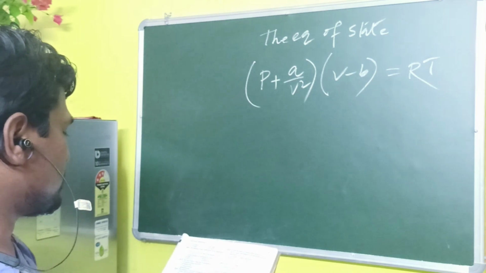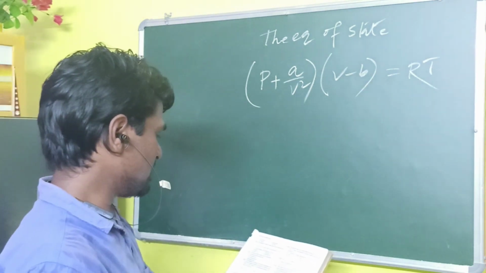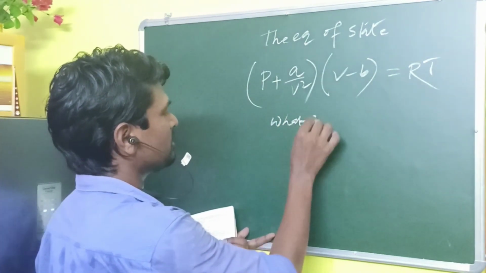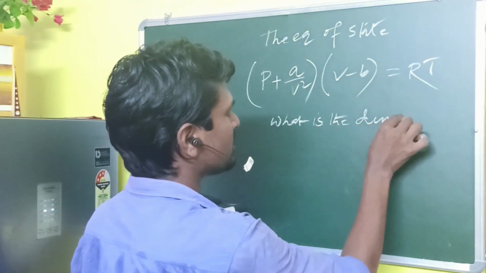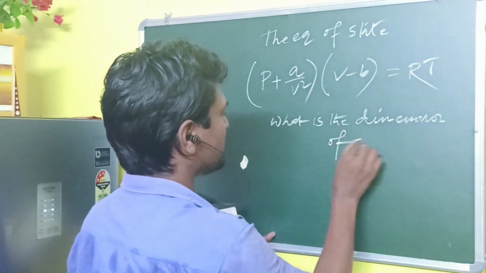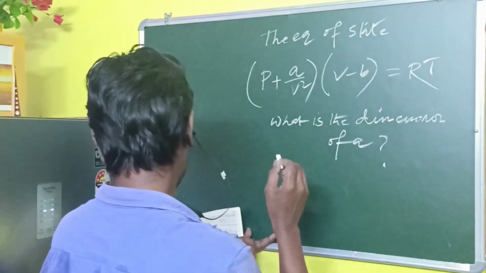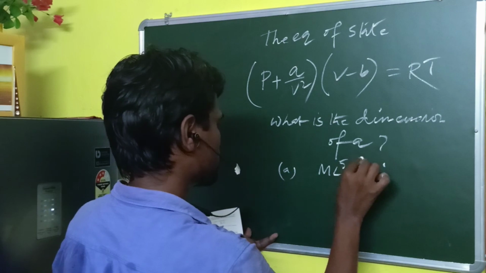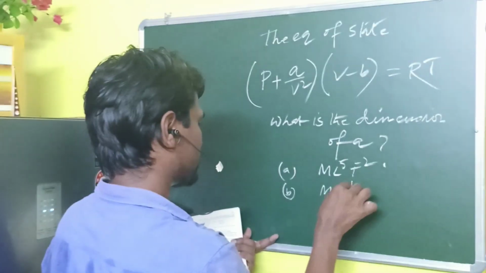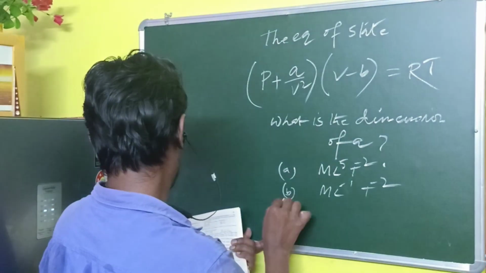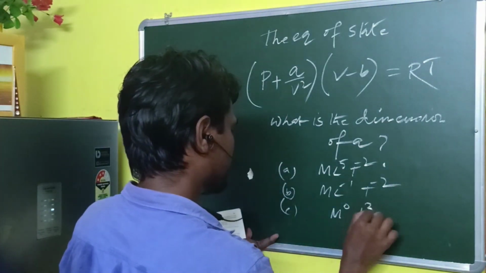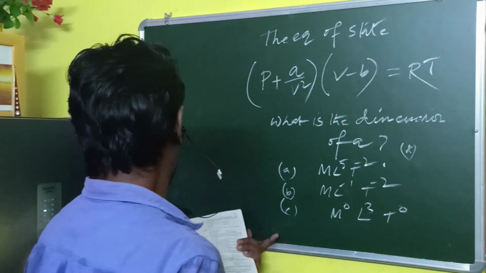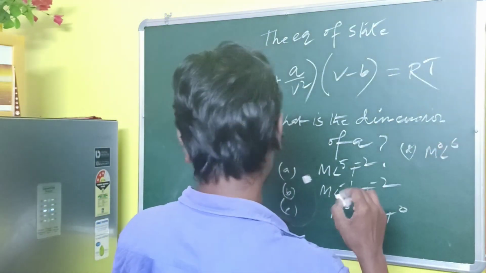Here P is pressure, V is volume, A and B are constants, and what is the dimension of A? What is the dimension of A? The options are given: option A is M L to the power of 5 T minus 2, option B is M L minus 1 T minus 2, option C is M0 L cube T0, and option D is M0 L6 T0.